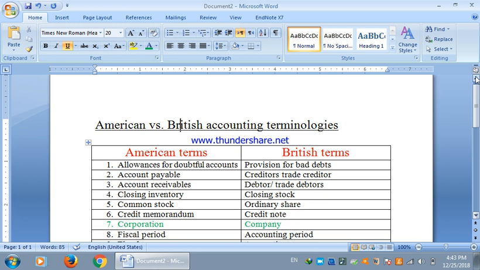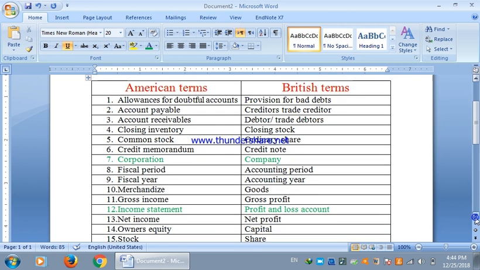So in this lecture I will try to differentiate the terms, that is only the terms. There is a difference of terms while they both refer to the same thing. For example, in the American system, according to GAAP, we use the term allowances for doubtful accounts, while the British use provision for bad debts. These both are the same thing. There is only a difference of terminology. So you need not be confused about whether these are different terms or not.